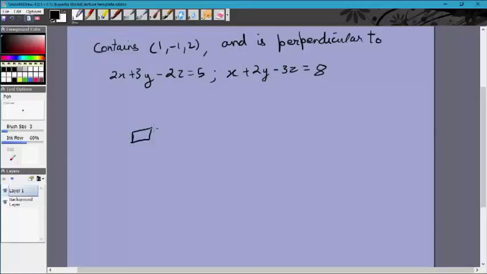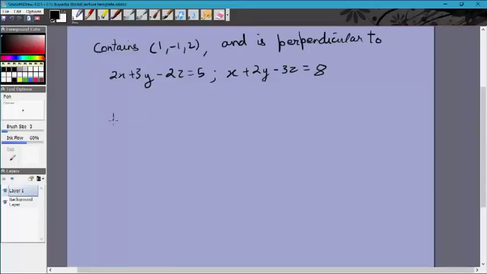Let's say you have two planes like this and you have their perpendiculars. If you want a third plane which is perpendicular to both these planes, then the perpendicular to that third plane will be perpendicular to both these lines. Right. So that's the concept we'll use. That's the more general concept.